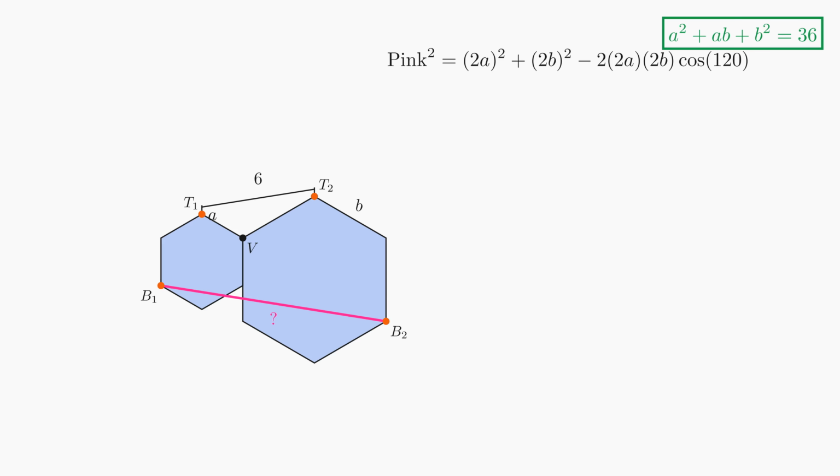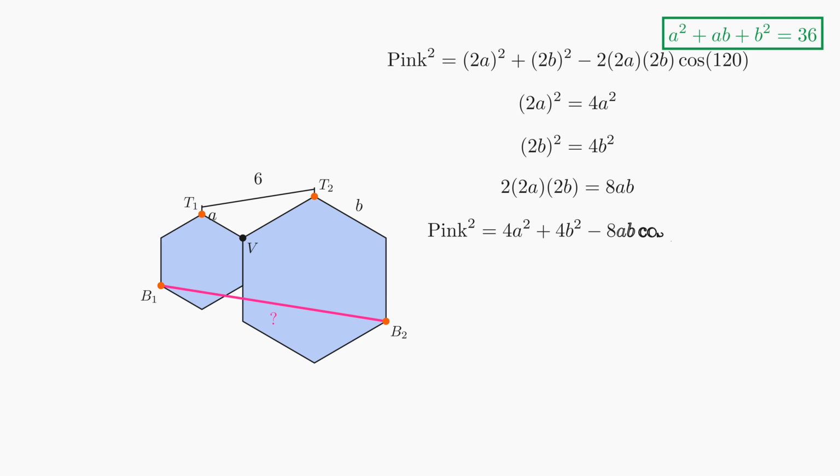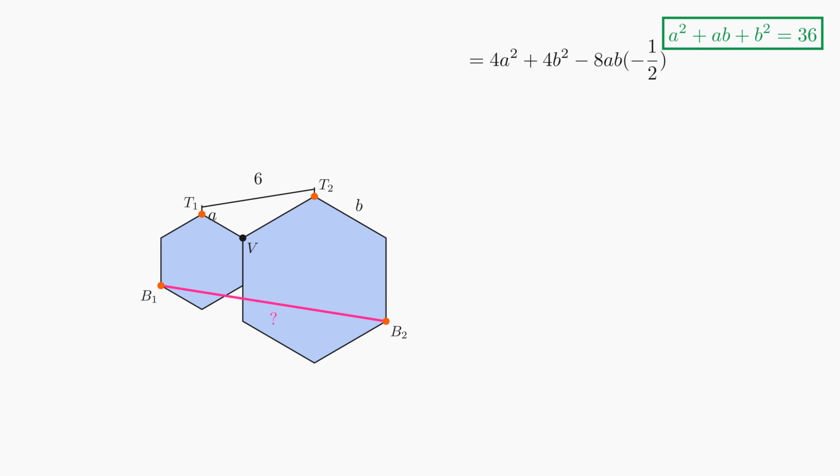We apply the law of cosines again. 2a squared equals 4a squared. 2b squared equals 4b squared. And 2 times 2a times 2b equals 8ab. Substituting everything. Again, cosine of 120 degrees is negative 1/2. The double negative gives us plus 4ab.